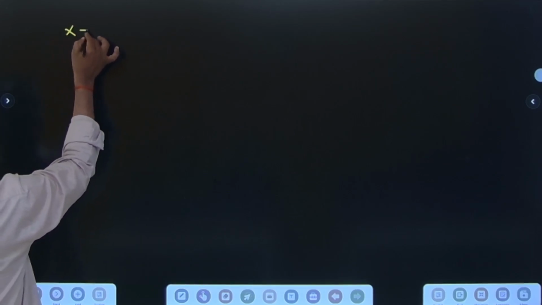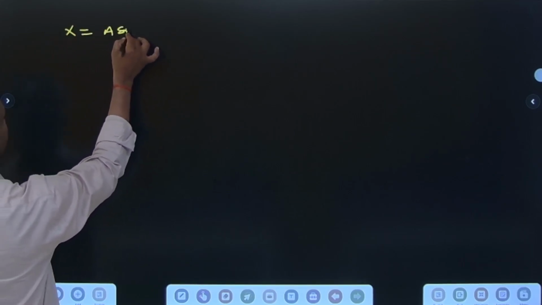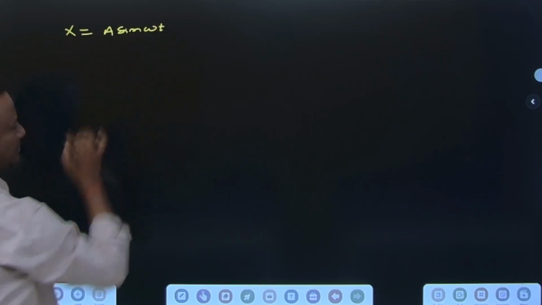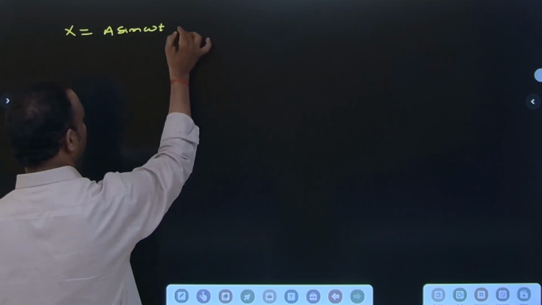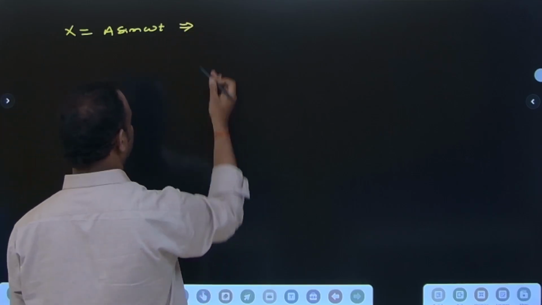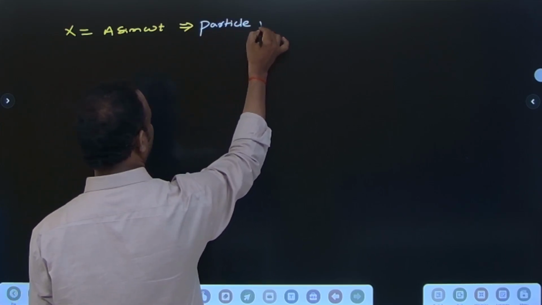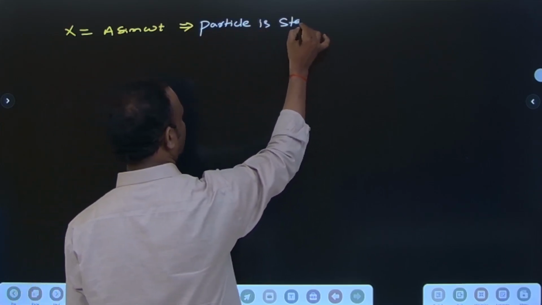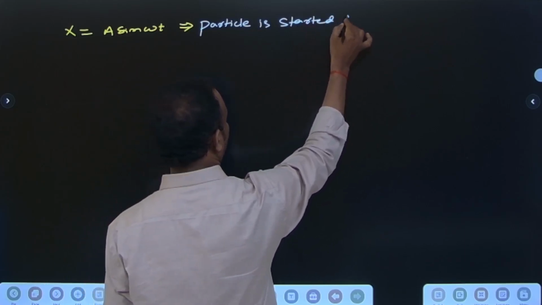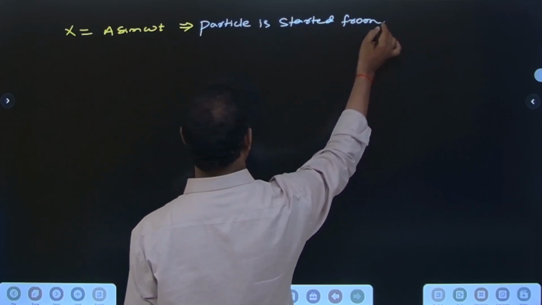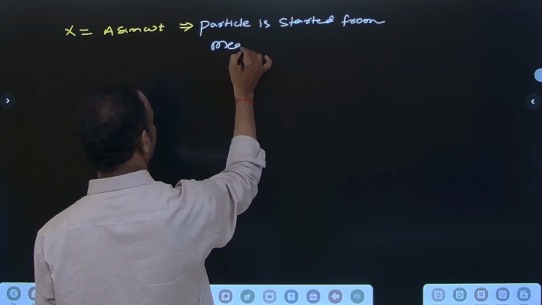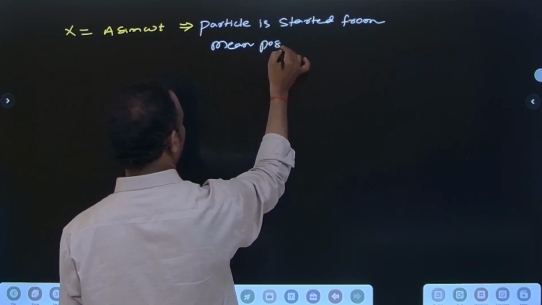X is equals to A sin omega T. So it means what? It means the particle is started from the mean position. Okay, from mean position. No issue on this.